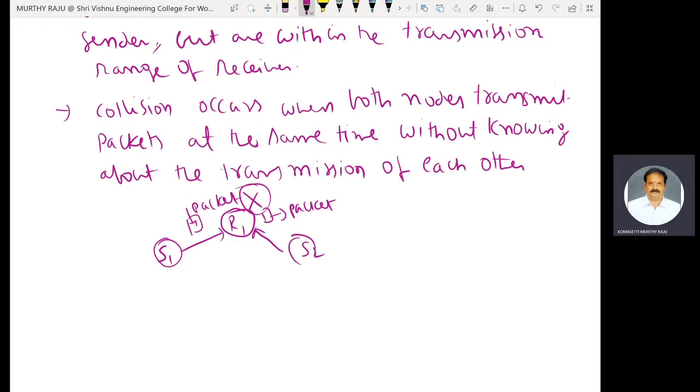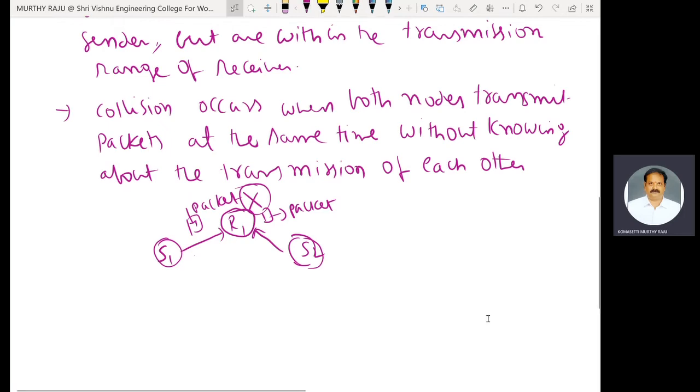Because both nodes S1 and S2 are hidden from each other, as they are not within the direct transmission range of each other, hence they don't know about the presence of each other. That is called the hidden terminal problem.